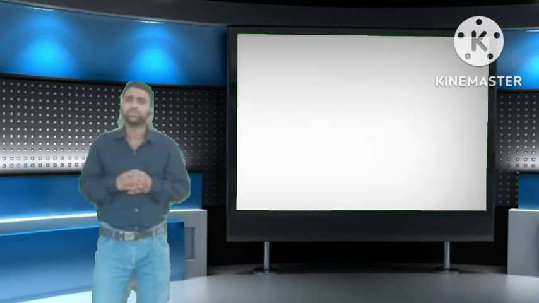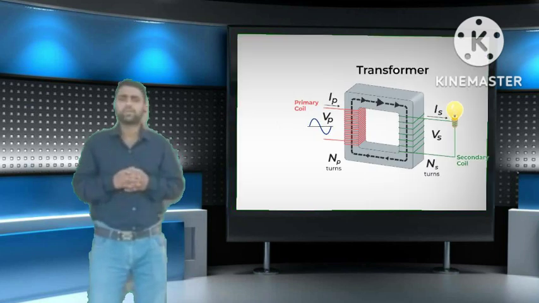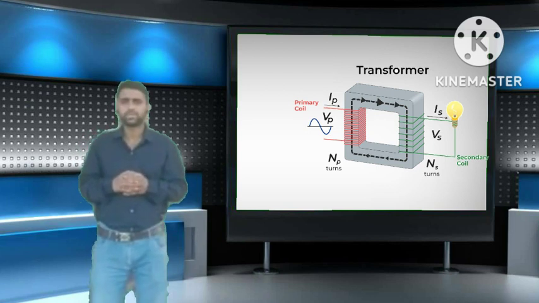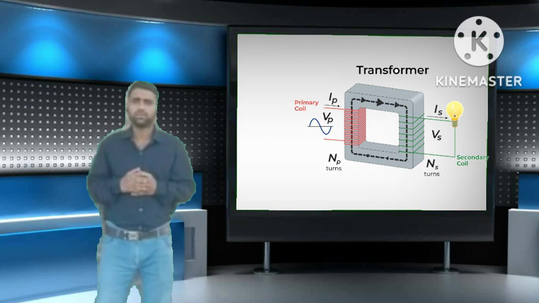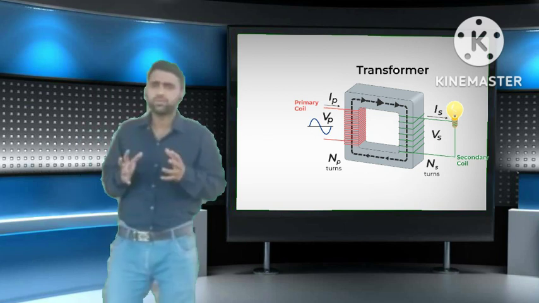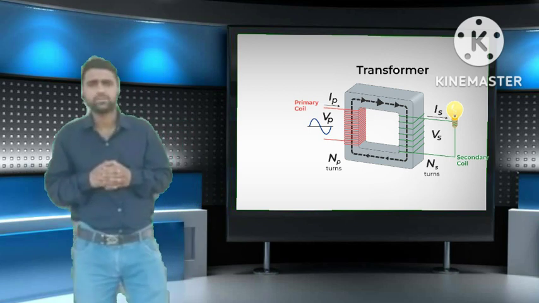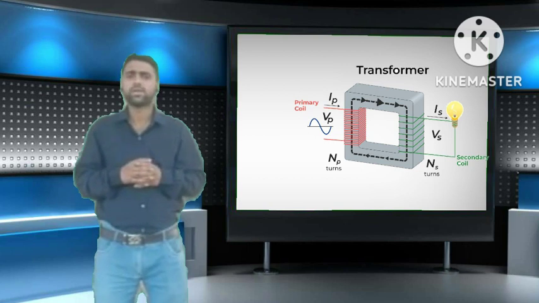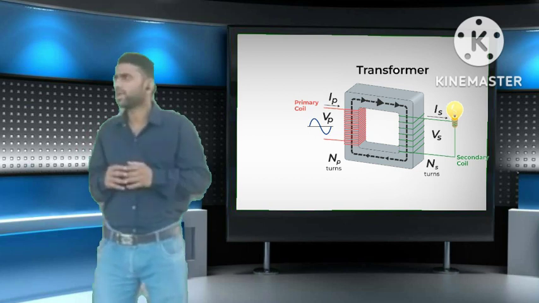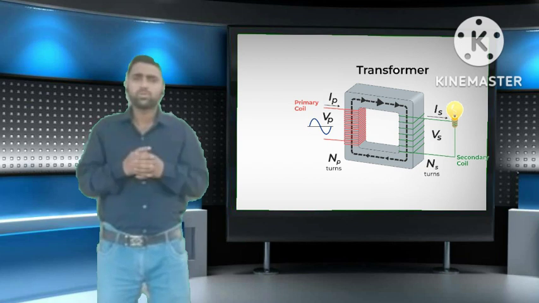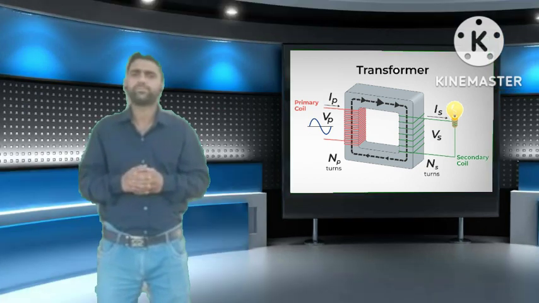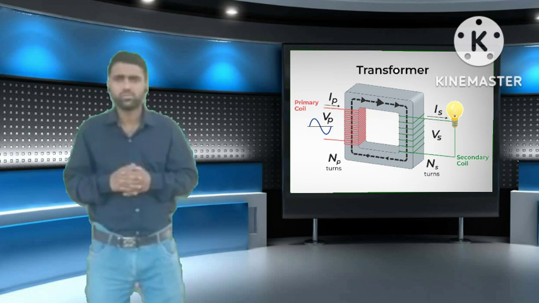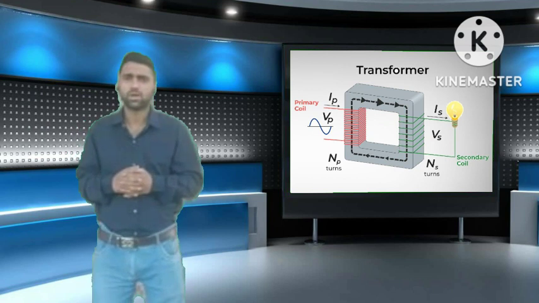The winding which takes electrical power from the source is generally known as the primary winding of the transformer. The winding which gives the desired output voltage due to mutual induction in the transformer is commonly known as the secondary winding of the transformer. In our example, it is our second winding.